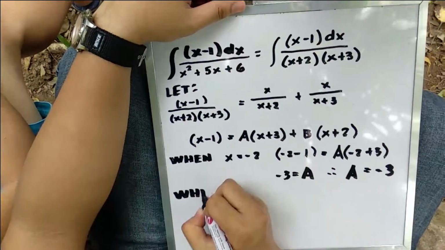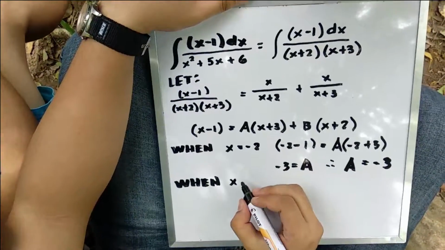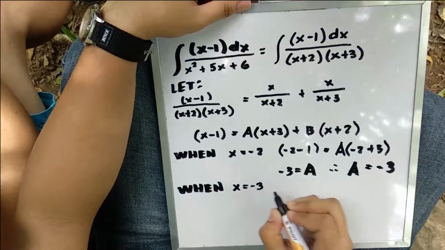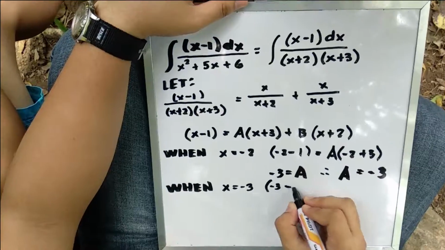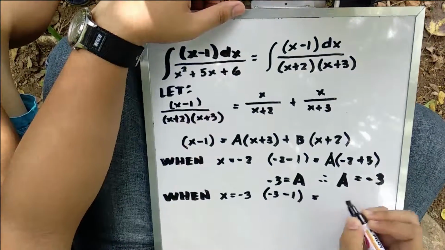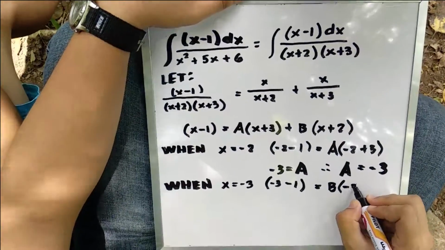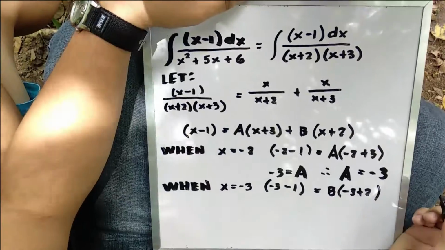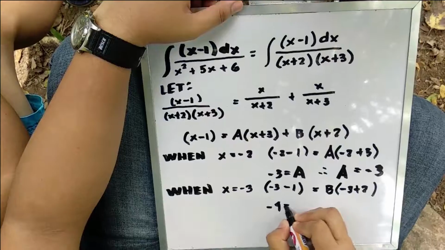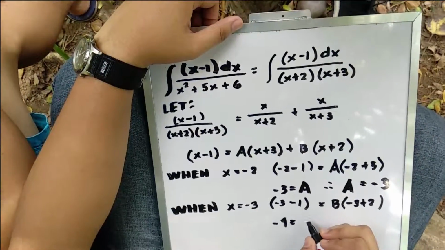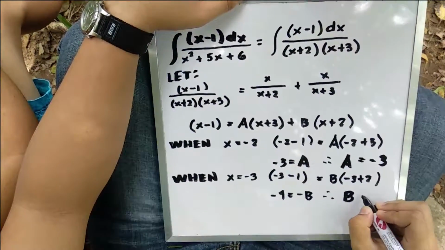When x is equal to negative 3, then negative 3 minus 1 is equal to b times negative 3 plus 2. It will then become negative 4 equals negative b. Therefore, b is equal to 4.